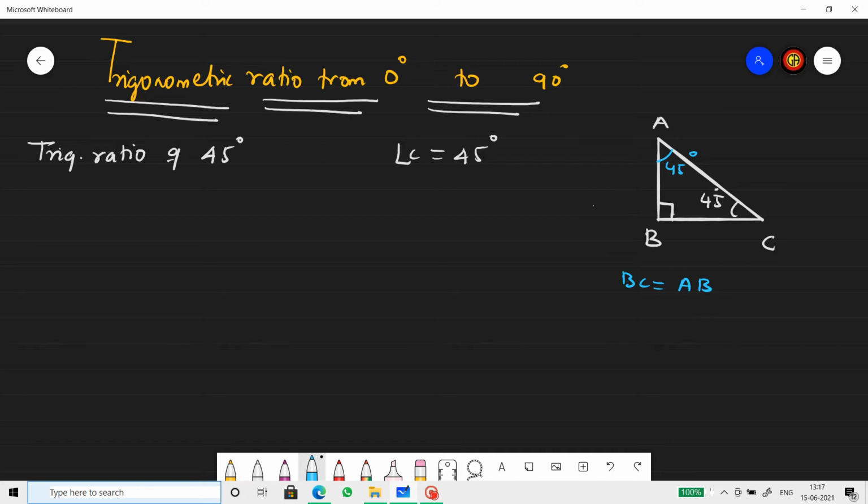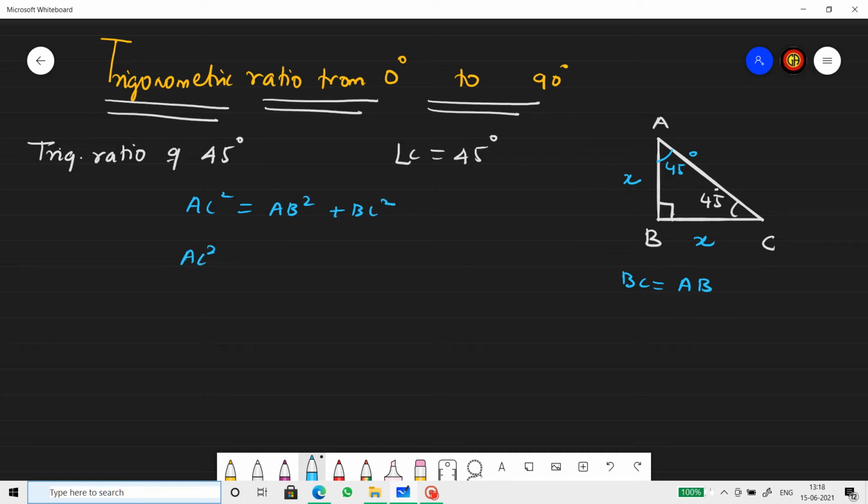Sides opposite to equal angles are equal. So I'm going to take BC as X and AB as X. Now it's already a right angle triangle, isn't it? So AC square is equal to AB square plus BC square.